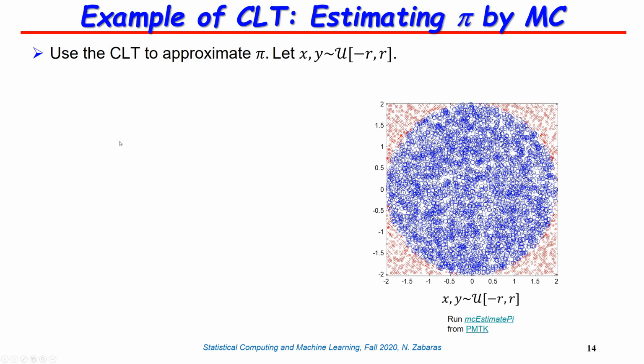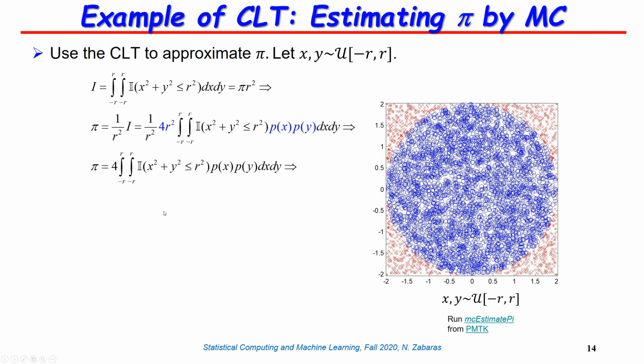So let me start with an integral. I am claiming here that this integral that you see here, from minus r to r and minus r to r, remember r is equal to 2 in our case, this is an indicator function, so I'm claiming that this integral is the area of the circle, which is pi r squared. Remember this indicator function, it's only equal to 1 when you're inside the circle. So effectively, what you integrate here is you integrate over the circle. So this integral with the indicator function gives you pi r squared.